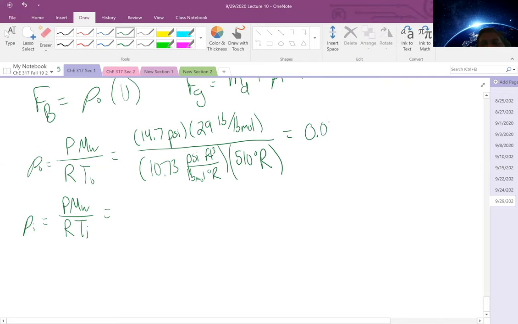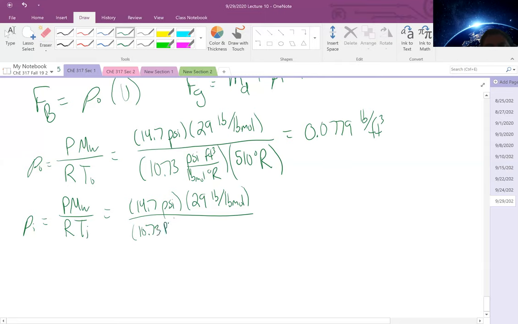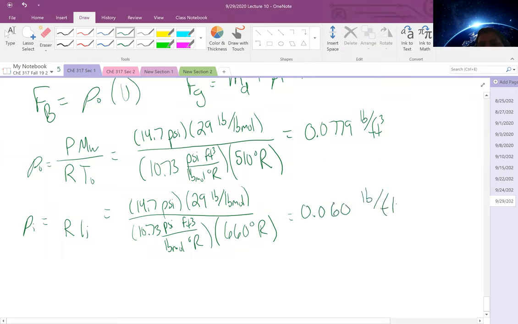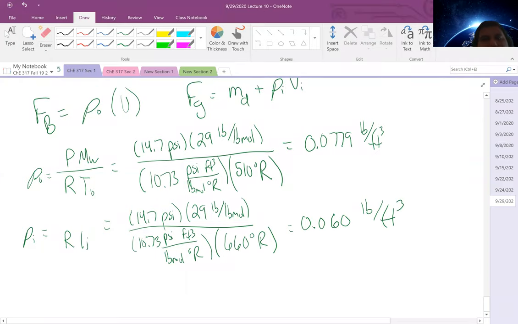So I get about 0.0779 pounds per cubic feet for the density on the outside. For the density of the fluid on the inside, I should expect a lower density. That's 200 degrees Fahrenheit or 660 degrees Rankine. I get 0.060 pounds per cubic feet. So what would you like to solve first, the buoyant force or the force due to gravity?